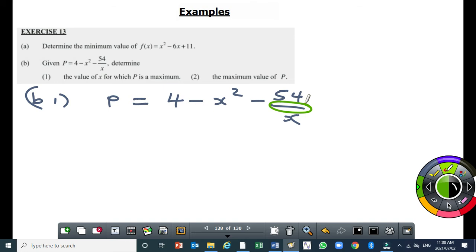So for me to find the derivative there, I need to remove that division line. So my new function is going to be p equal to 4 minus x squared minus 54x to the power of minus 1.